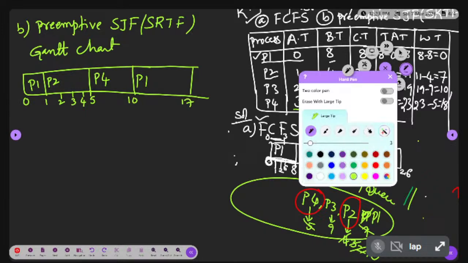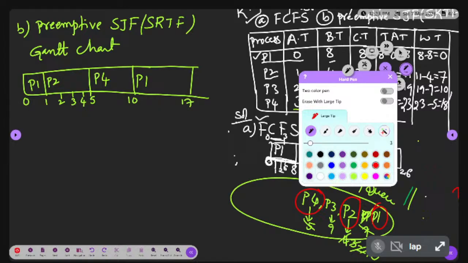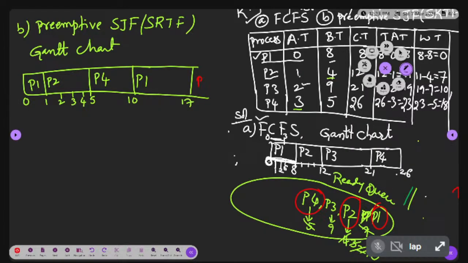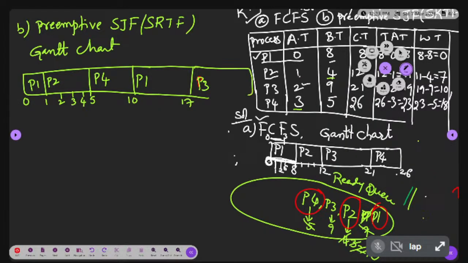Once it is over, then in the race only one remains, that is P3, which we need to allow 9 seconds continuously. See the previous Gantt chart and this chart. The order of executing the processes may be different, but the final completion time is at the 26th second. All the tasks will be over.